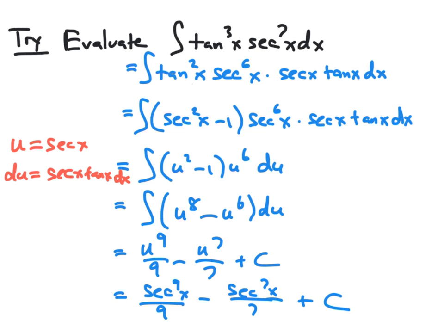We distribute the u to the 6th to get u to the 8th minus u to the 6th as our integrand. We antidifferentiate each term to get u to the 9th over 9 minus u to the 7th over 7, all plus our arbitrary constant c. And then lastly, replace u with secant x to obtain a final value of secant to the 9th of x over 9 minus secant to the 7th of x over 7 plus c.